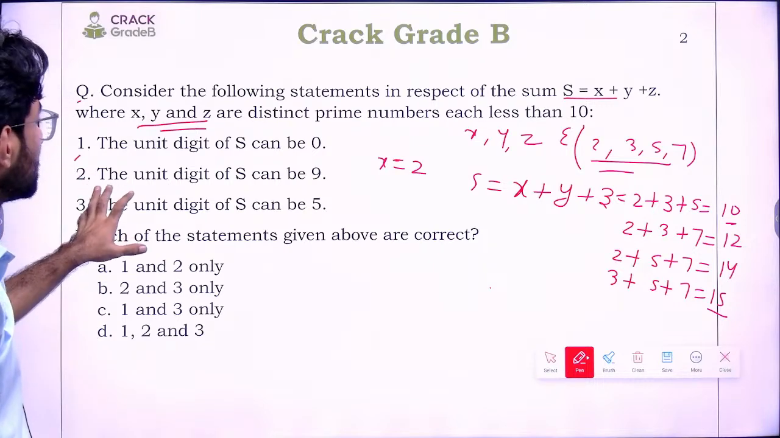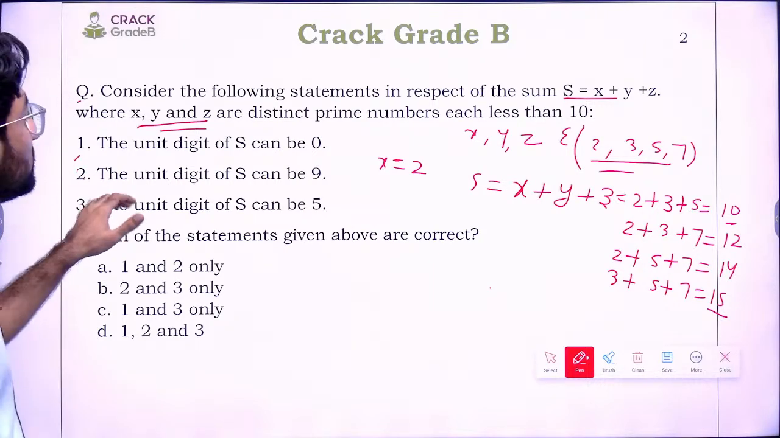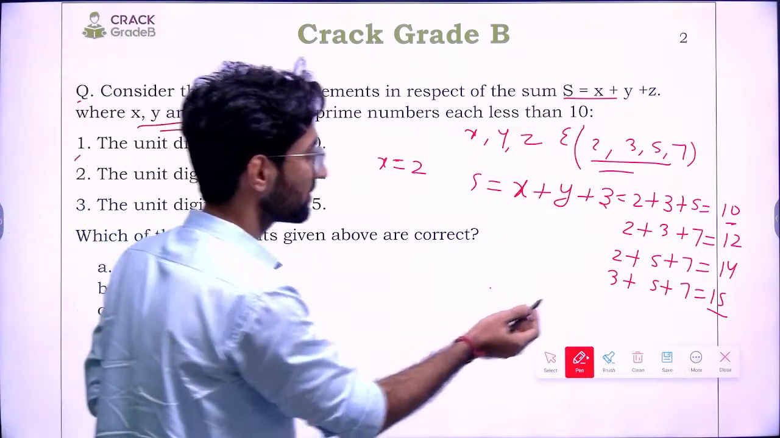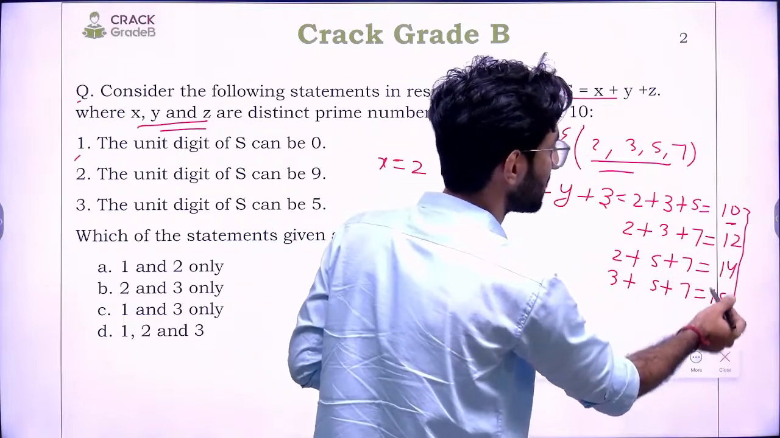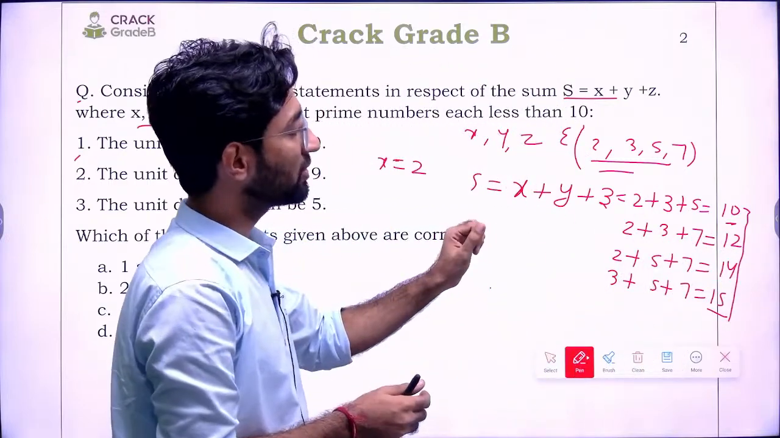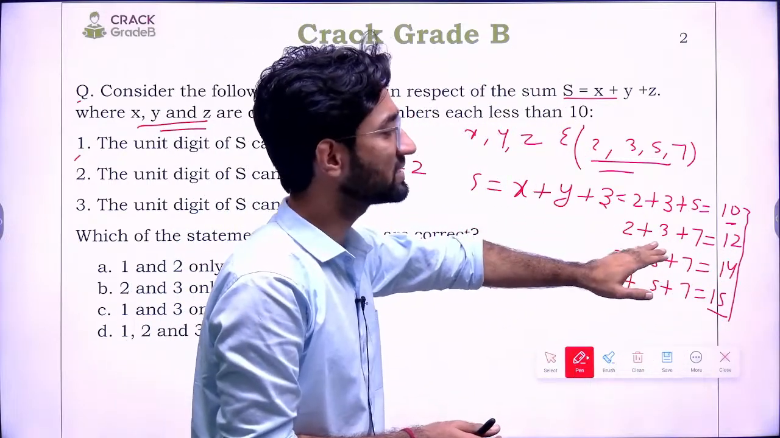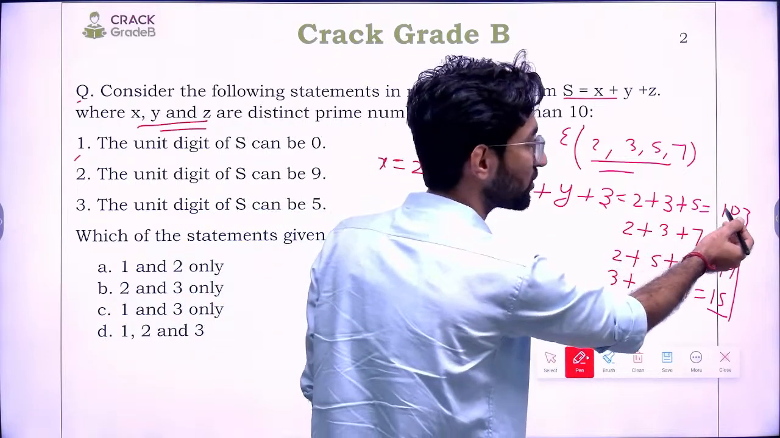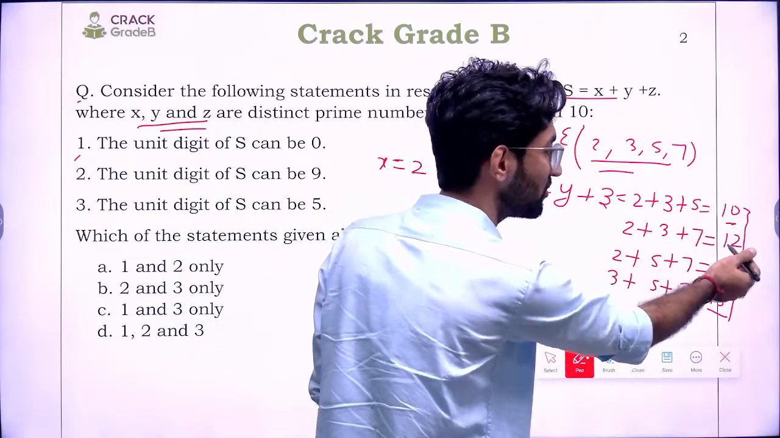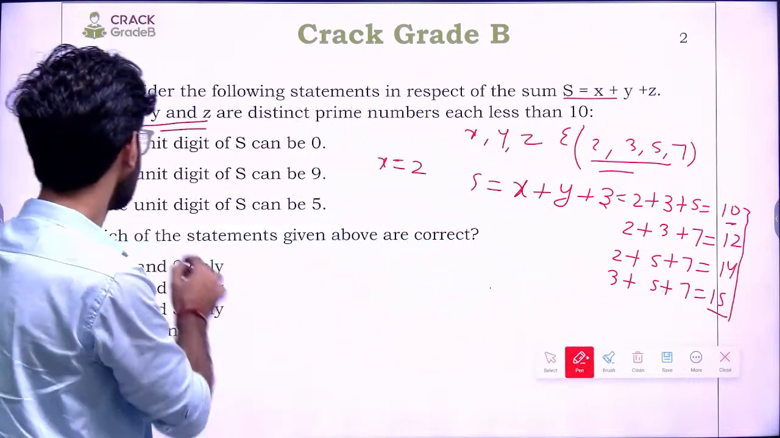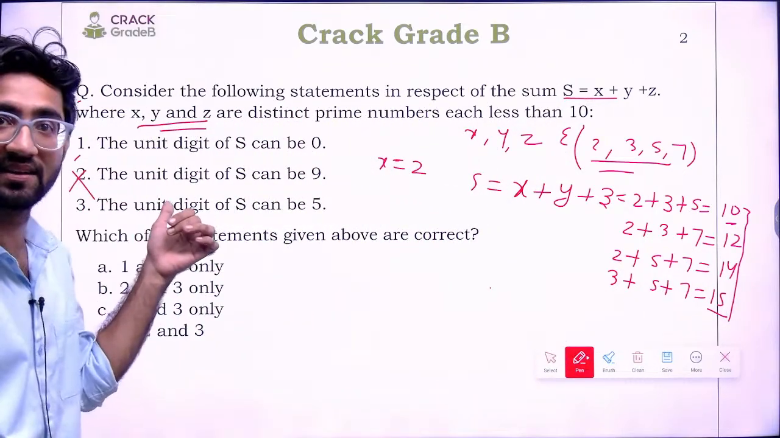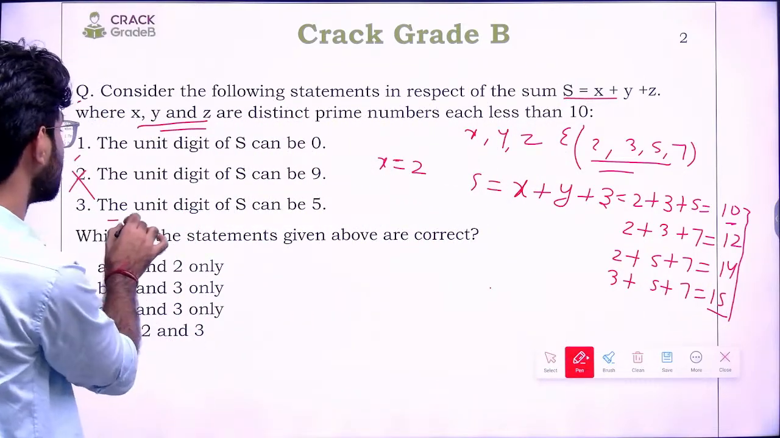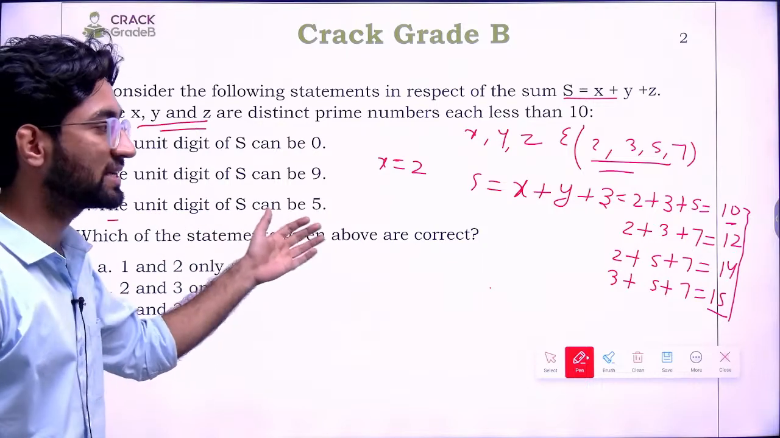And in the second statement it is given that the unit digit of S can be 9. If you look at the 4 possible values of S, are you able to see that any of the given numbers doesn't have unit digit 9, right? The unit digits of the possible values of S are 0, 2, 4 or 5, means the second statement is incorrect, right? The third statement says that the unit digit of S can be 5.